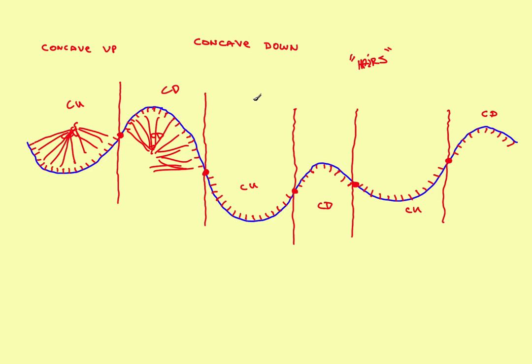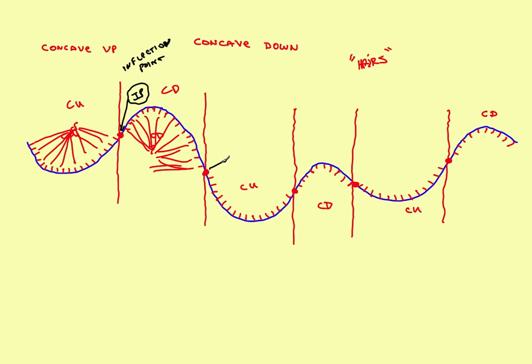Let's go back to this hairs thing. These points have a name, and I think we'll put them in black. Wherever the function changes from concave up to concave down, that point has a name, and it's called an inflection point. Just to shorten it a little bit, we'll call it an IP. So an inflection point is where it changes from concave up to concave down.